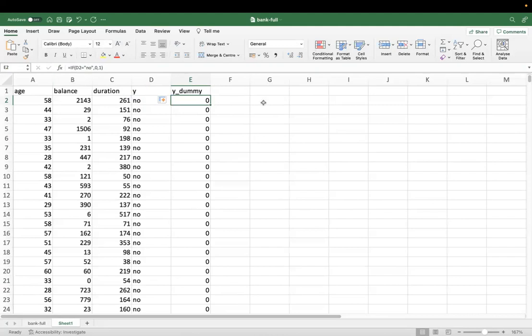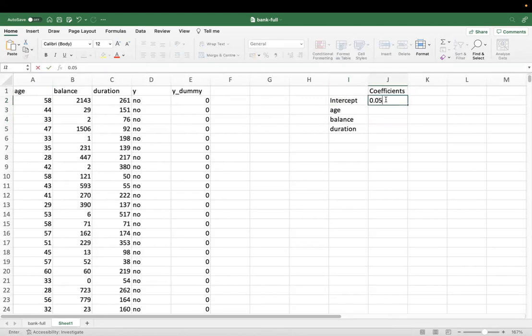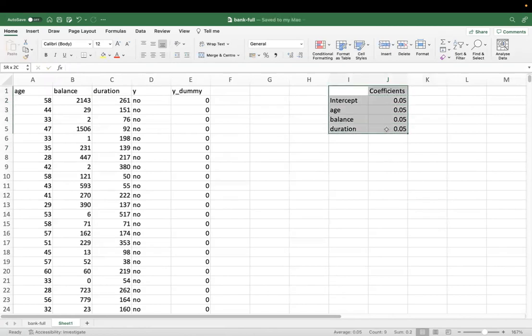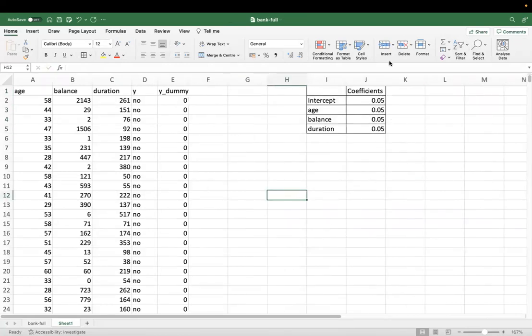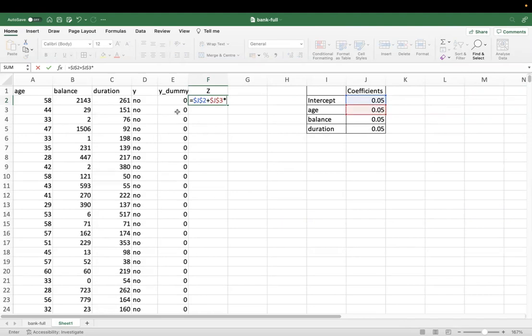Now, the first process is that we will create the intercept, the variables, and the coefficients, and we will assume some dummy coefficients like 0.05. Now we will calculate the z, which is equal to the intercept, which you have to fix by pressing Fn plus F4, plus the coefficient of age fixed with Fn plus F4 multiplied by the actual value of age, plus the coefficient of balance fixed multiplied by the actual value of balance, plus the coefficient of duration fixed multiplied by the actual value. The intercept and the coefficients have to be fixed by pressing Fn plus F4. The dollar signs have to be there, and you will select the first row of data, the actual data points, as multiplications. You have A2, B2 and C2, which should not be fixed. The values in the J column must be fixed by pressing Fn plus F4.